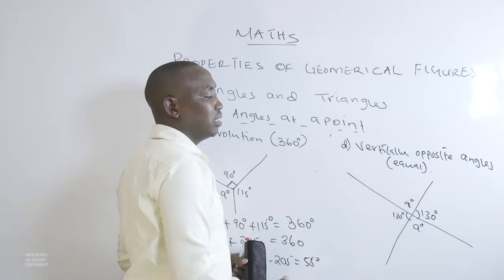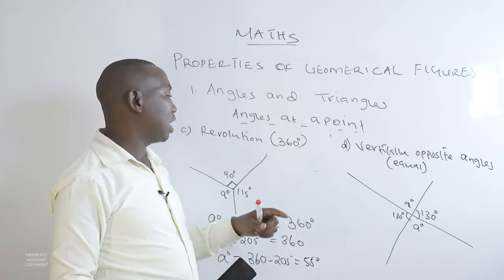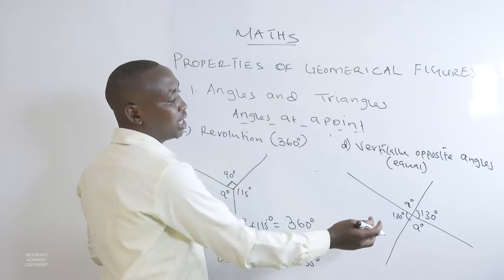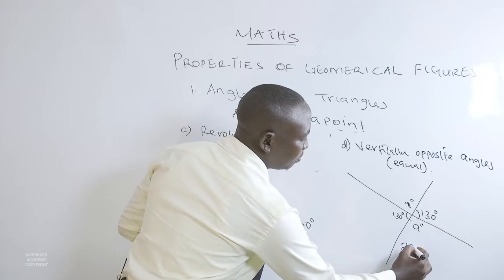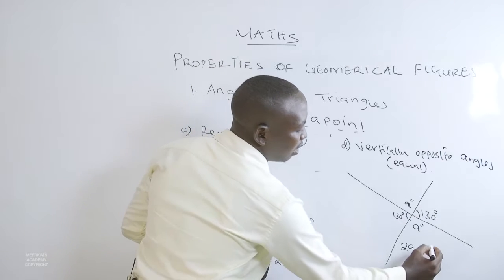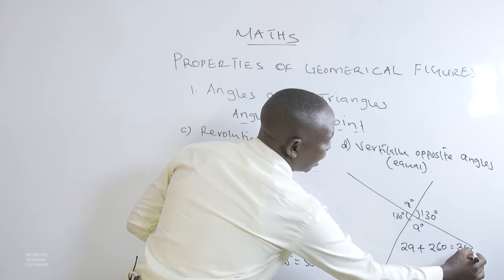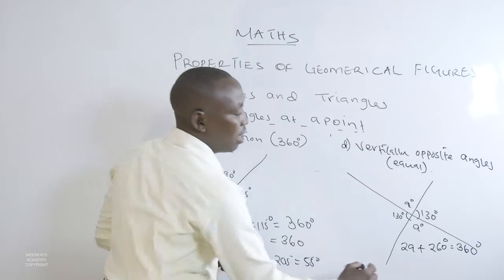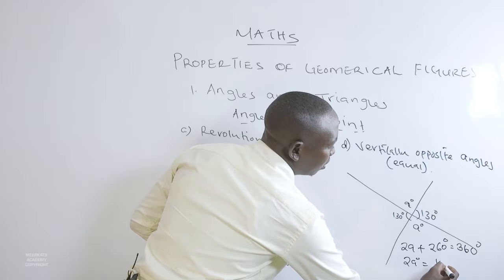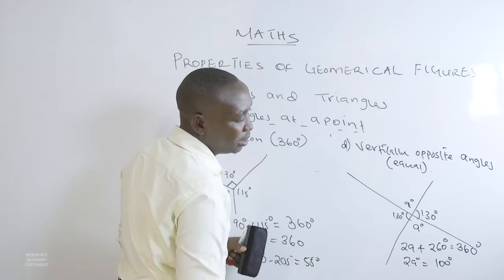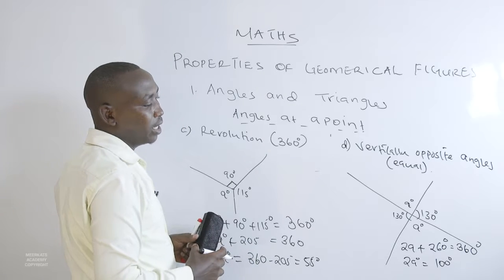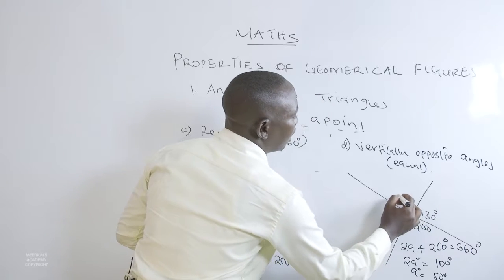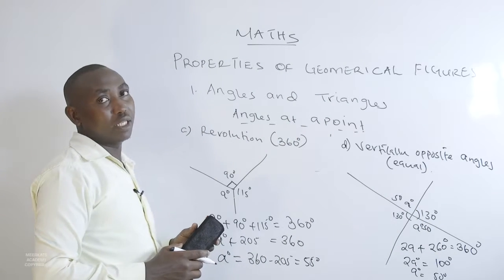To find that value, again we shall use the total angles at a point, which is a revolution. But now we take it as 2A plus twice 130, which gives us 260, equal to 360 degrees. Now when you group the like terms together and take 260 to the other side, we shall have 2A equal to 100 degrees. Therefore, to get A, we divide both sides by 2, which gives us 50 degrees. So our value of A is 50 degrees.